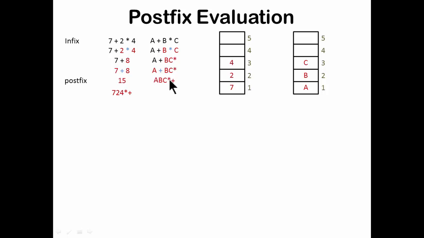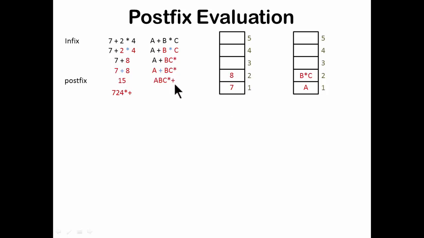Then comes the multiplication operation. Now for the multiplication operation, since it is a binary operation, you need two operands. So you pop two values from the stack. You pop C, pop B. You calculate the asterisk, that is multiplication of C and B. So B is 2, C is 4, the result would be 8. This 8 will be inserted into the stack. So where will it be inserted? You are popping two elements, 3 and 2, and inserting a new one. So the new one would be inserted at 2. So this will be the result after the multiplication operation.